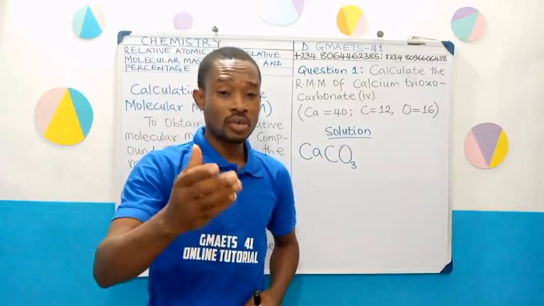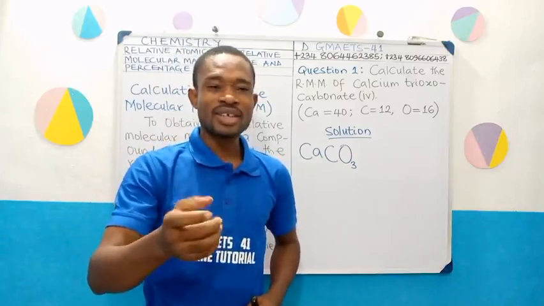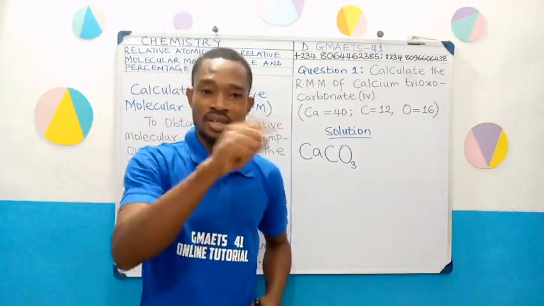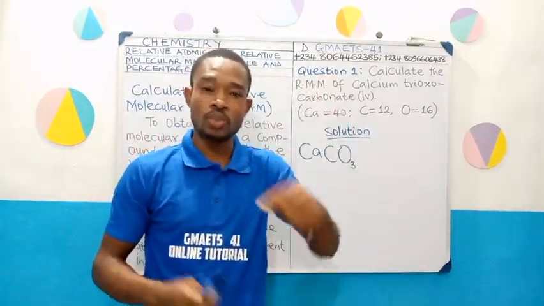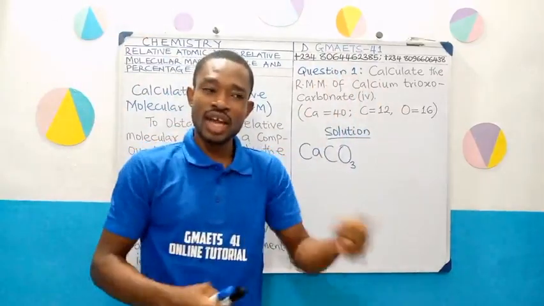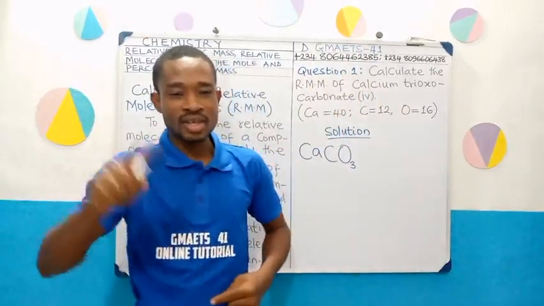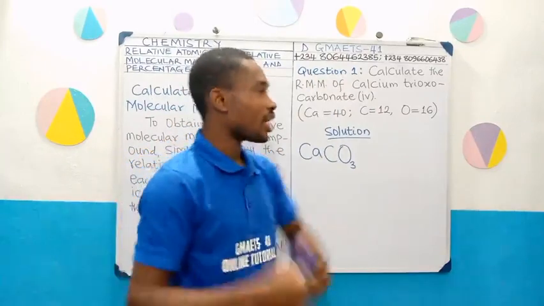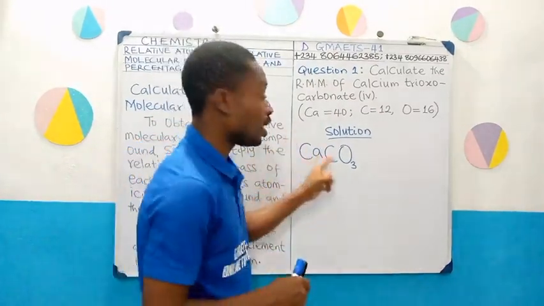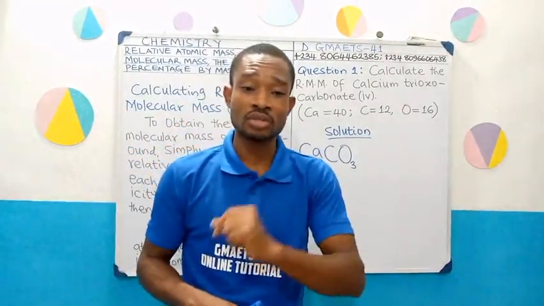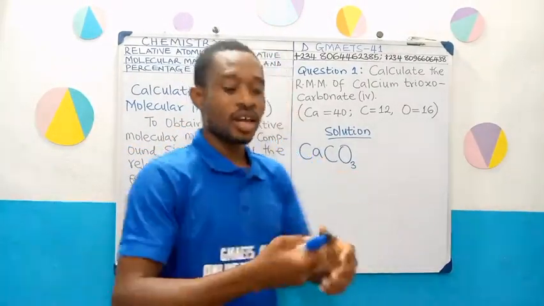When I taught you radicals, we explained that the trioxocarbonate is CO3 2-. Then if you have calcium, the valency of calcium is 2 plus. When they interchange, you get calcium, then CO3. Okay, that is not what we are learning here. Our interest is to see how we calculate the relative molecular mass of calcium trioxocarbonate 4. So let us do that quickly.